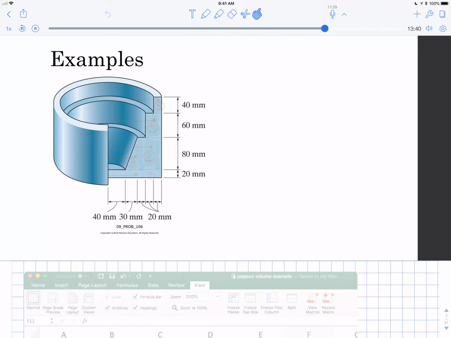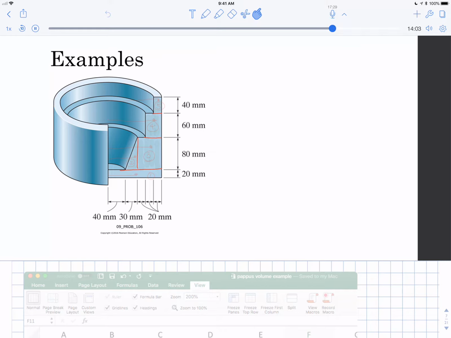Okay, here we have our last crazy example. We're going to spin all of these shapes around the middle. Let's break this down into easy to use shapes, which would be triangles and rectangles. I'm going to make a triangle there, and then I'm going to make these rectangles.